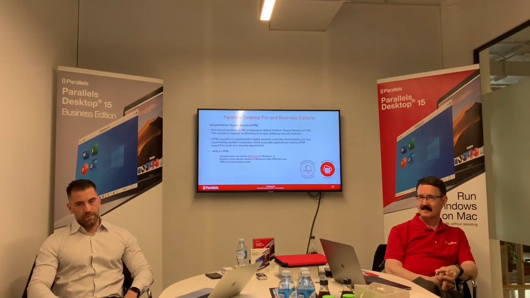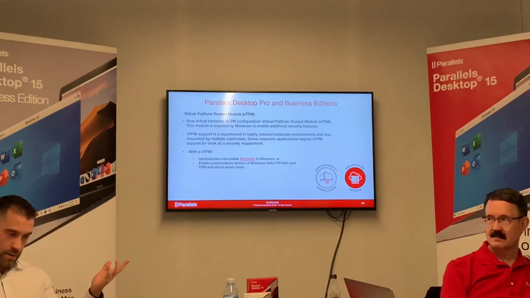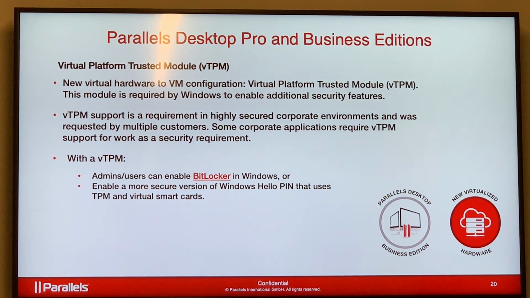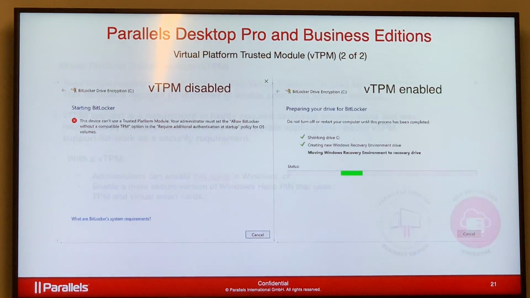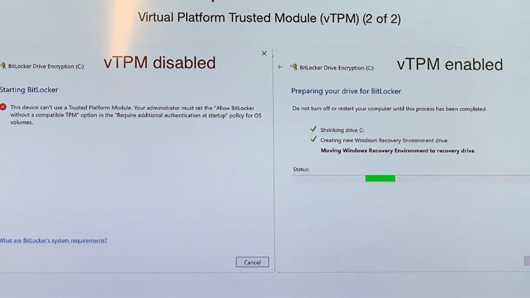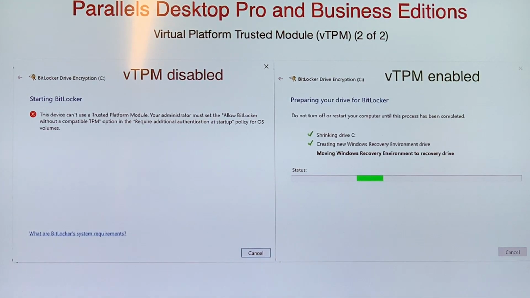As I said before, we haven't forgotten about our enterprise users. For those who don't know, TPM is a chip that goes inside most Windows PCs that enables additional security features. That used to be a show-stopper for us in the past. A lot of our users were requesting a virtual version of this chip. This is what it used to be like: when you launch BitLocker, you get a message saying that TPM was disabled, but now with this feature, TPM is enabled. Any questions?